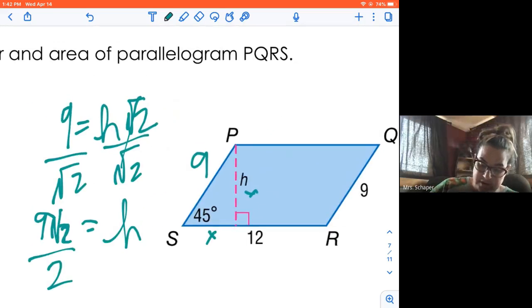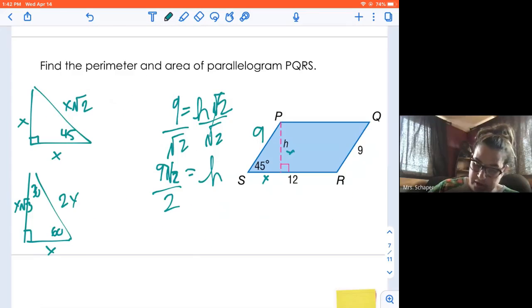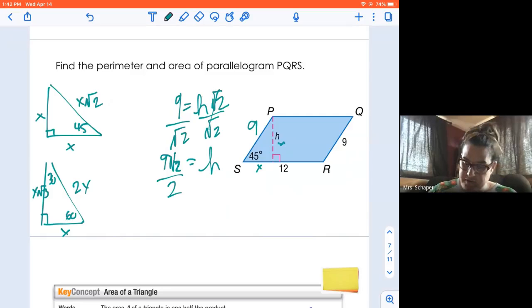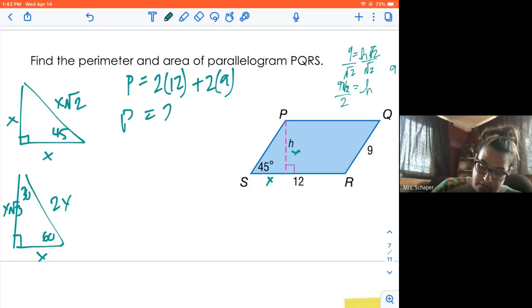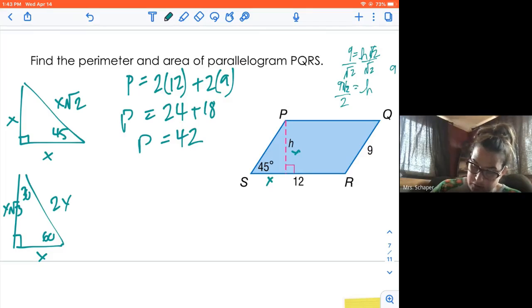So let's circle this up a little bit, shrink it down over here. So perimeter is equal to double 12 plus double 9. Perimeter is equal to 24 plus 18. Perimeter is equal to 42 units. All right.